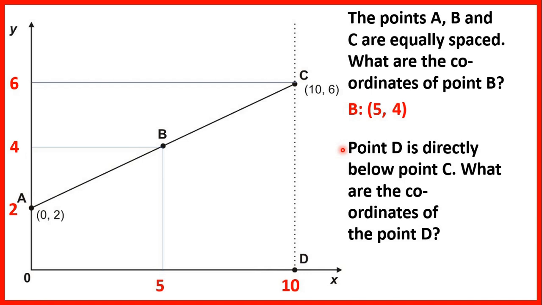Now point D is directly below point C. What are the coordinates of the point D? So the coordinates are 10, 0, because if it's in line with point C, it has an x coordinate of 10, and it has a y coordinate of 0 because it's on the x-axis.